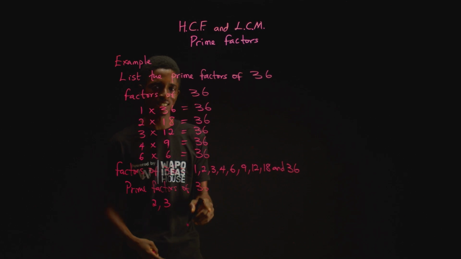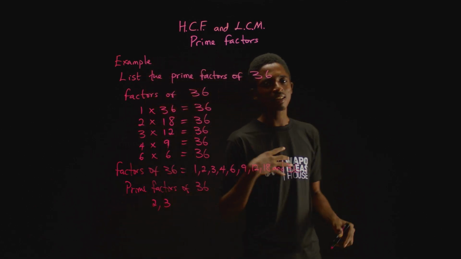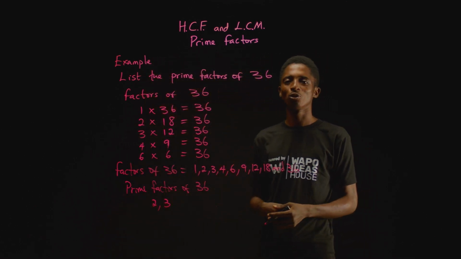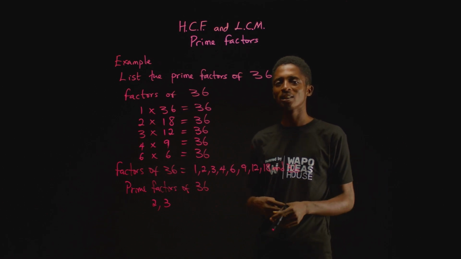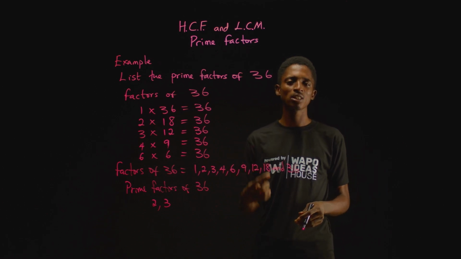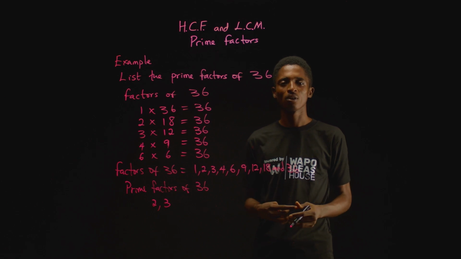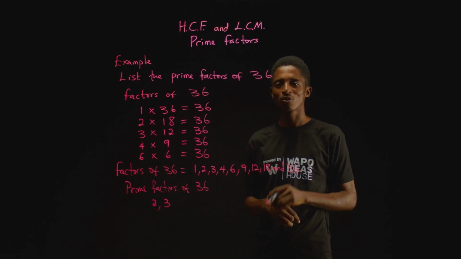of 36. Try this by getting the factors of another number around you, and from those factors you have gotten, try to find out the numbers that are divisible by 1 and itself. And then those should be the prime factors for such a number.